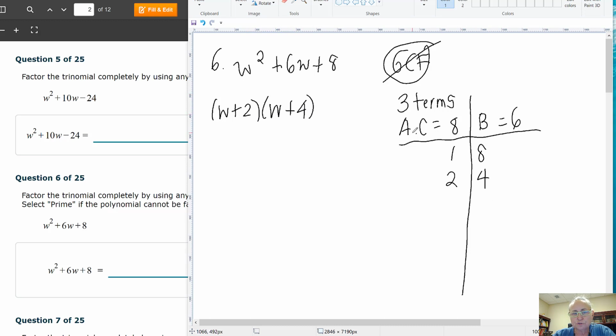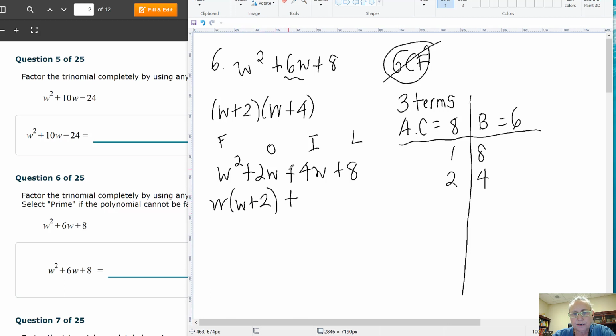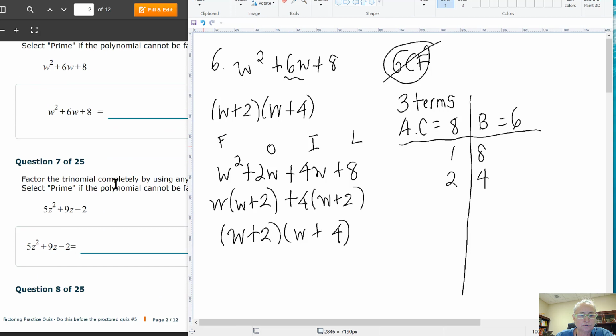So I could also split this apart as w squared plus 2w plus 4w plus 8. That's the O and the I of the FOIL rule. That's why we need to split it apart, to see why these are the two factors. Well, if you do it this way, you group the first two, take out the common factor, bring down your middle sign, group the last two, take out the common factor. The common factor is w plus 2 now, and w plus 4 is my second factor. And of course, you can always FOIL to make sure you have the correct answer. That is number 6.